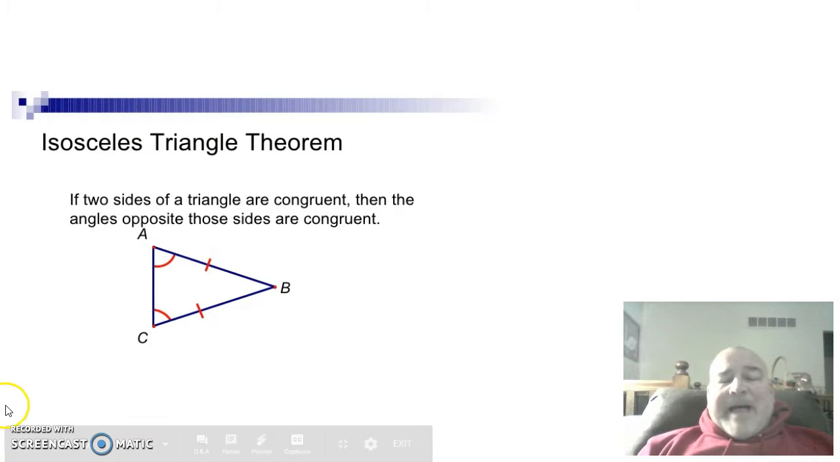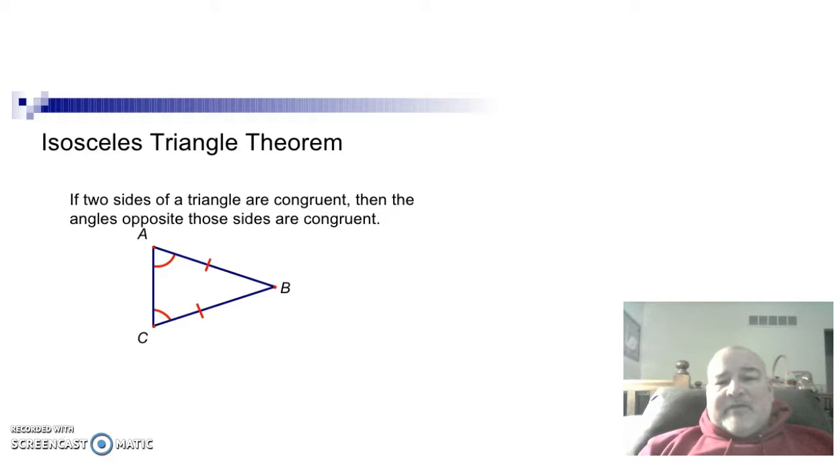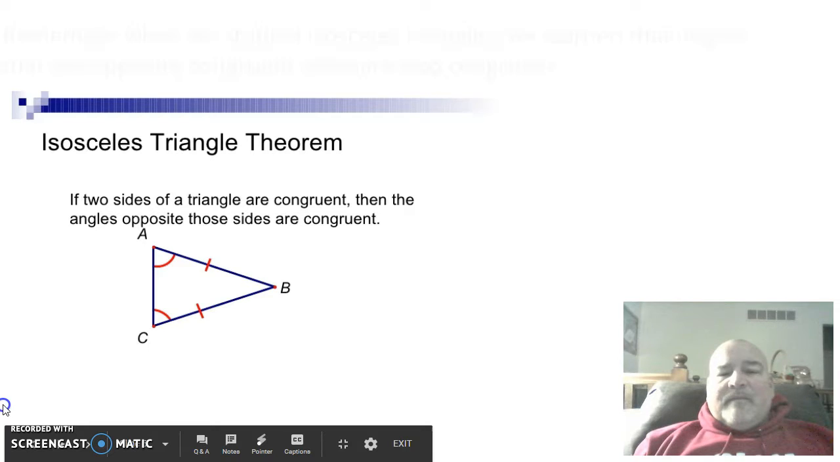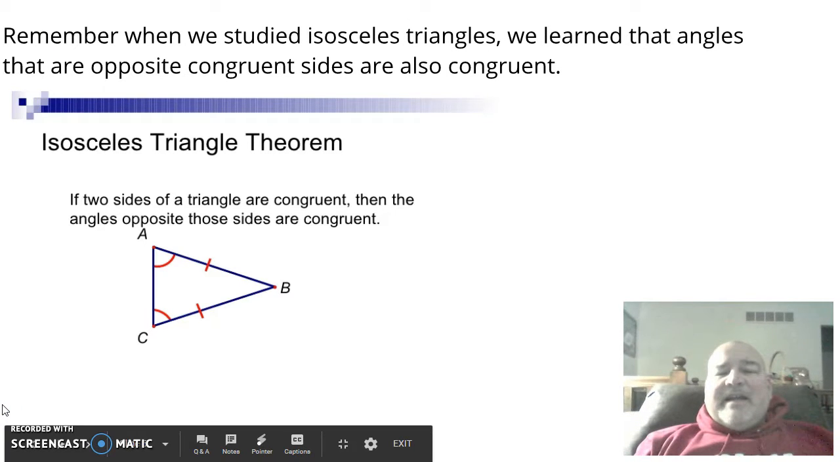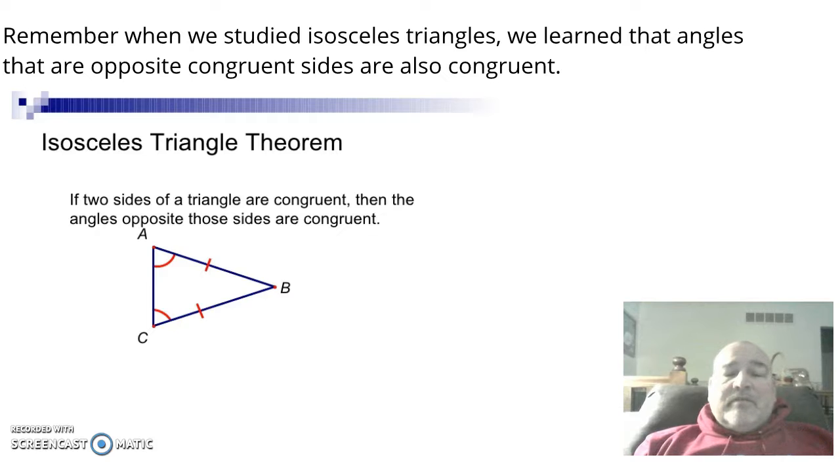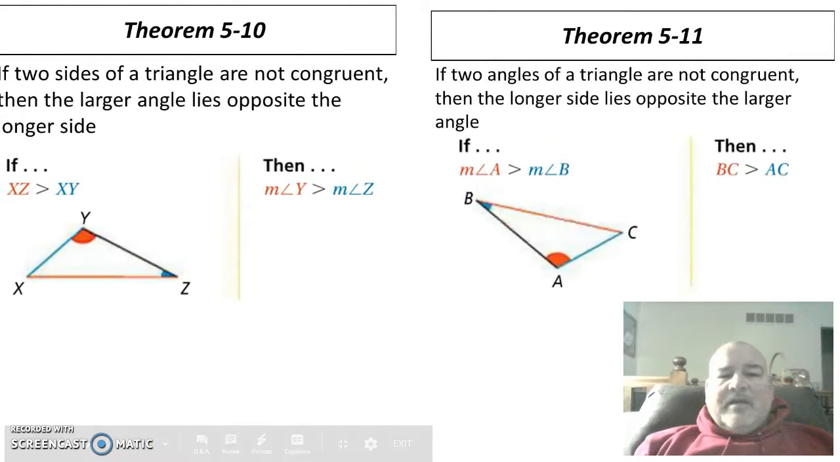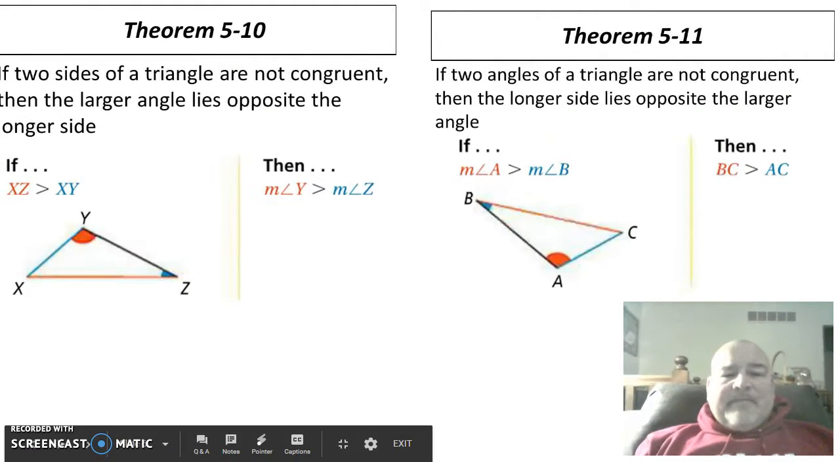Remember in the last chapter we learned about the isosceles triangle theorem, that if two sides of a triangle are congruent, then the angles opposite those sides are congruent. Today we're going to work off of that. When we studied isosceles triangles, we learned that the angles opposite congruent sides are congruent. Today we're going to learn about angles that are opposite non-congruent sides, in two theorems that are kind of converses of each other.